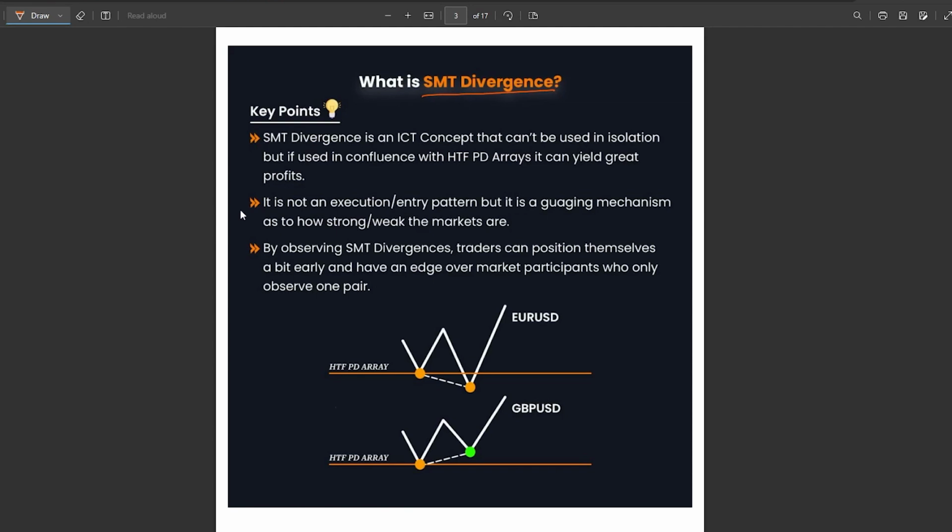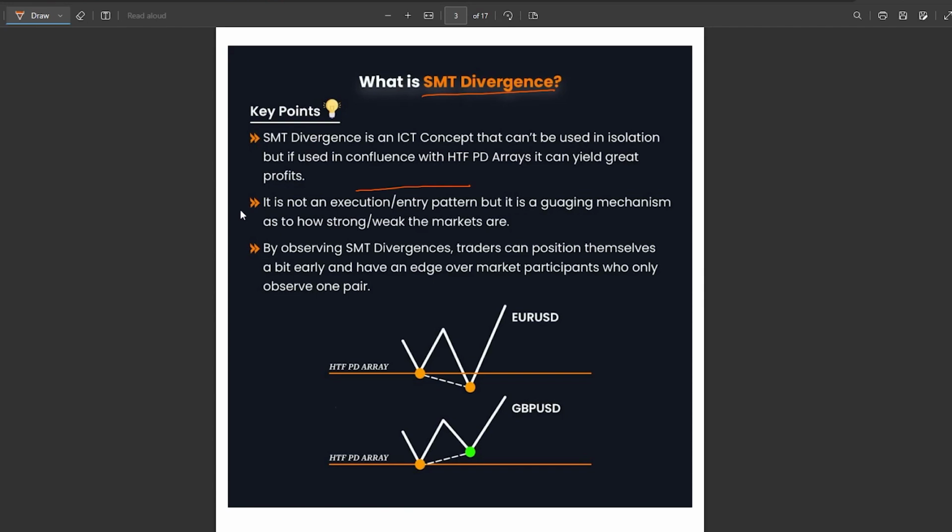So first of all, let's study what SMT divergence is. SMT divergence is not an entry or an execution pattern, as told to you by most ICT traders. Instead, it is a gauging mechanism for how strong or weak the corresponding markets are compared to the main market. Let's look at an example to clarify.